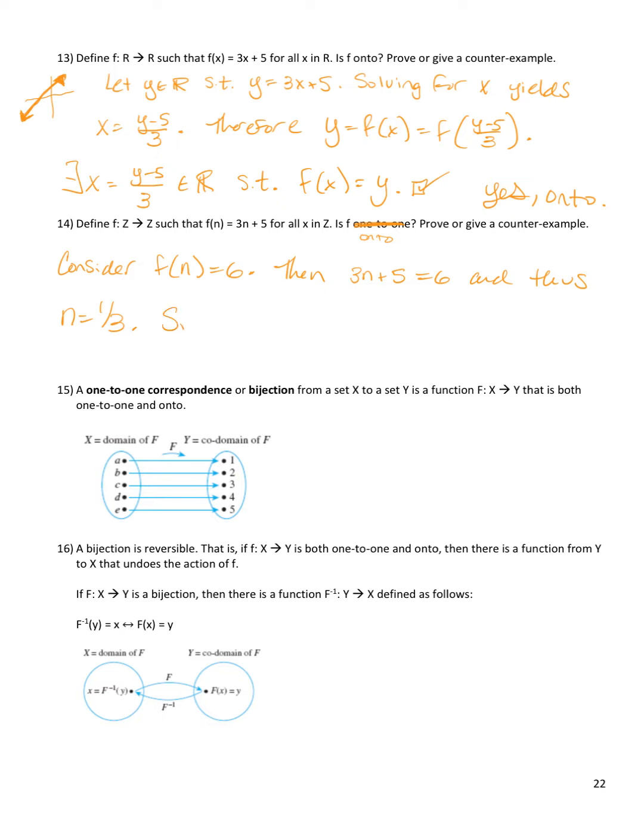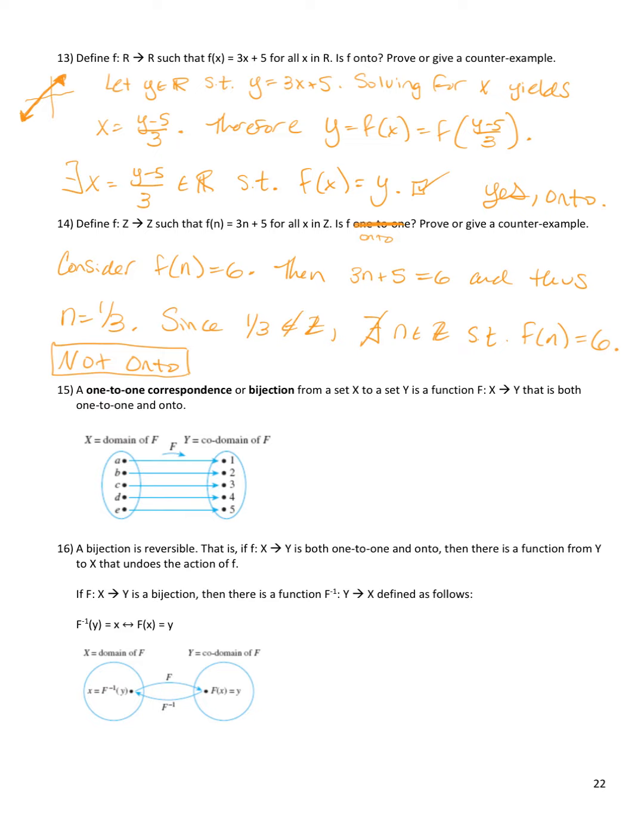Since 1/3 is not an integer, there does not exist an n in the integers such that f of n equals 6. So this tells me that it is not onto. You only need one counterexample to show that it's not onto: one output that does not have an arrow mapping to it from the domain.